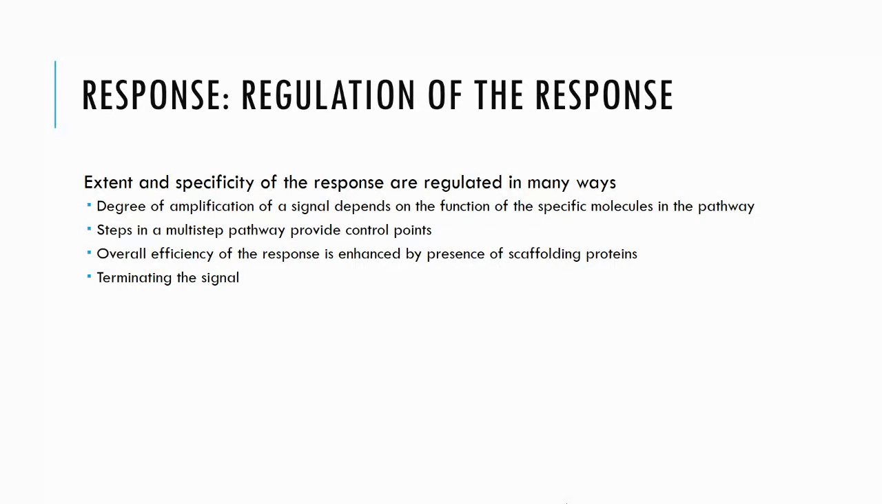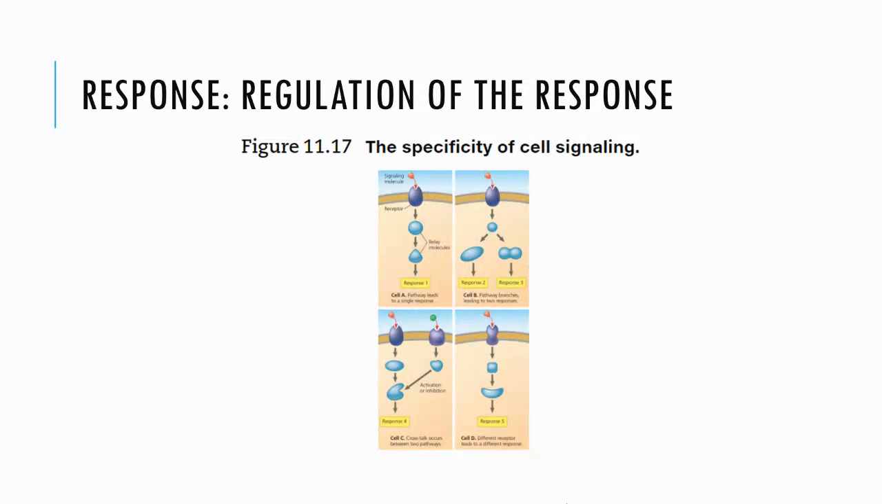The extent and specificity of the response is regulated in many ways. One is by the degree of amplification, since a signal depends on the function of the specific molecules in the pathway. The steps in a multi-step pathway do provide some control points. The overall efficiency of the response is enhanced by the presence of scaffolding proteins, and terminating the signal will also help regulate the response, which you can see pictures of there.